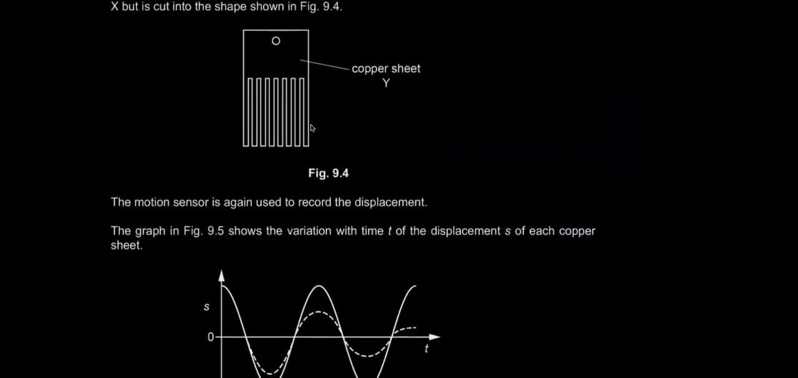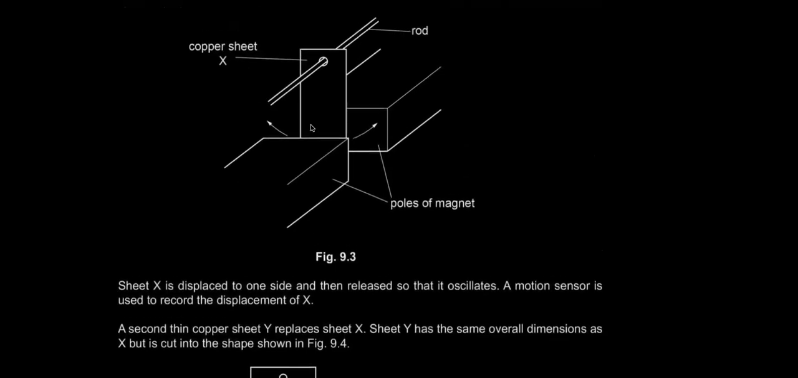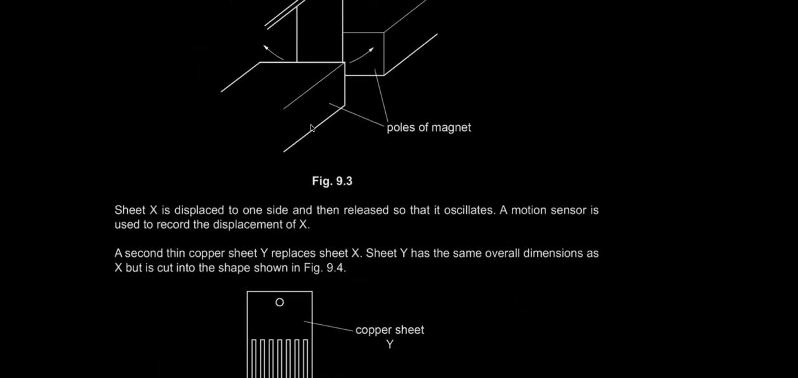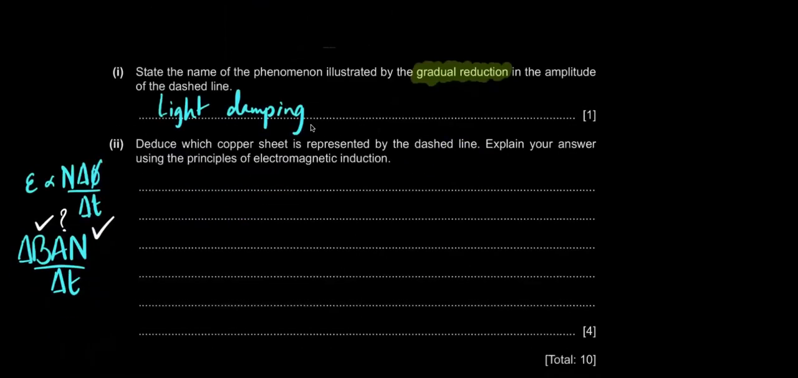So if I go back up here, this one has a smaller area, right? So if I think about this, this area is smaller. So this induced EMF would be smaller. So the eddy currents would be smaller. And this would actually take more time to come to rest. So then I deduce that the solid line must be Y and the dashed line must be the previous one, the solid copper sheet, which was X.